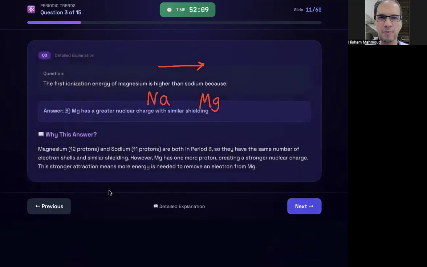That's the correct answer. We need to know that magnesium has 12 protons and sodium has 11 protons. Both are in period 3, so they have the same number of electron shells and similar shielding. However, magnesium has one more proton, creating a stronger nuclear charge. This stronger nuclear attraction means more energy is required to remove an electron. That's why it has the higher ionization energy.